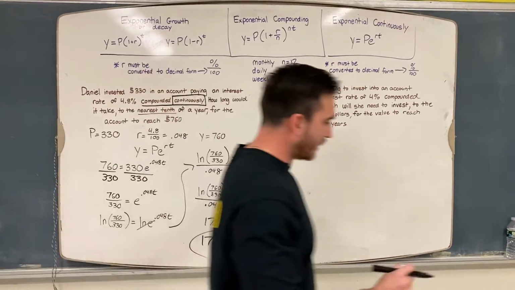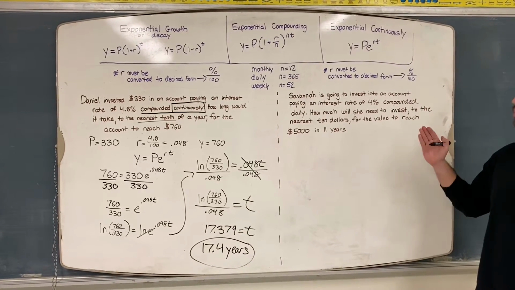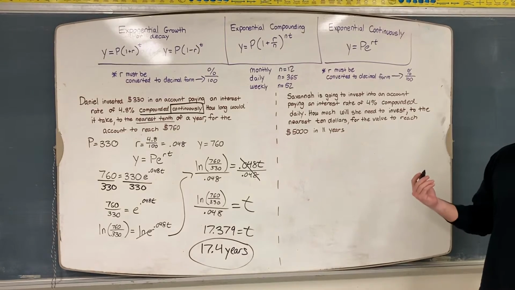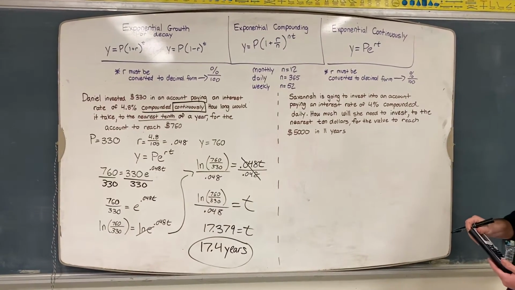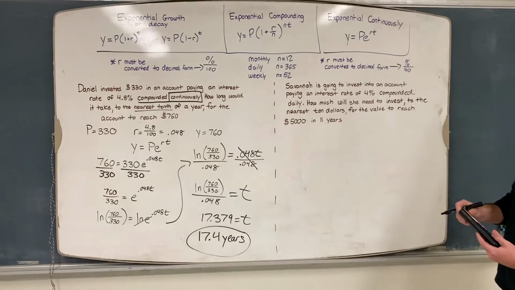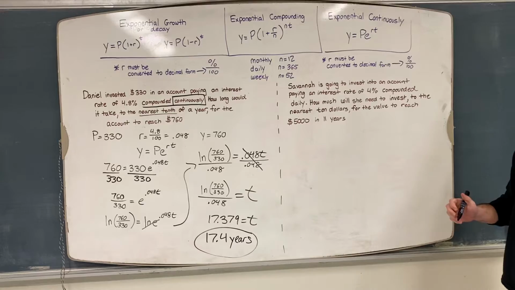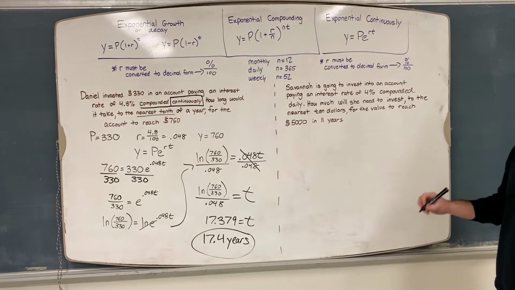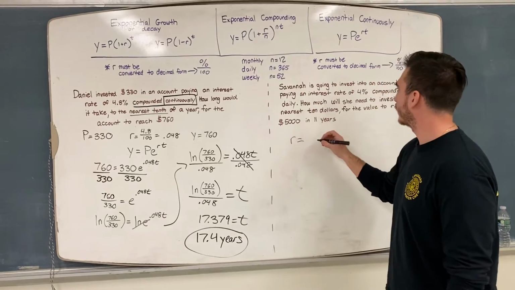Now if we move over here, this one is going to be solving for your principal. This is actually a lot easier. So it says Savannah is going to invest into an account paying interest rate of 4%, compounded daily. How much will she need to invest to the nearest $10 for the value to reach $5,000 in 11 years?